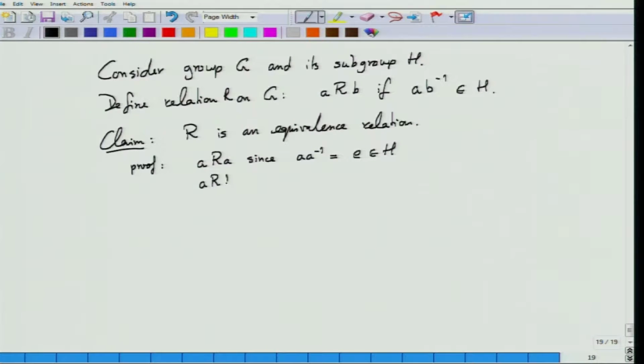A related to B implies B related to A, since A related to B means A B inverse is in H. H is a subgroup, so the inverse of this element, A B inverse, is also in H. What is the inverse of this element? B A inverse.